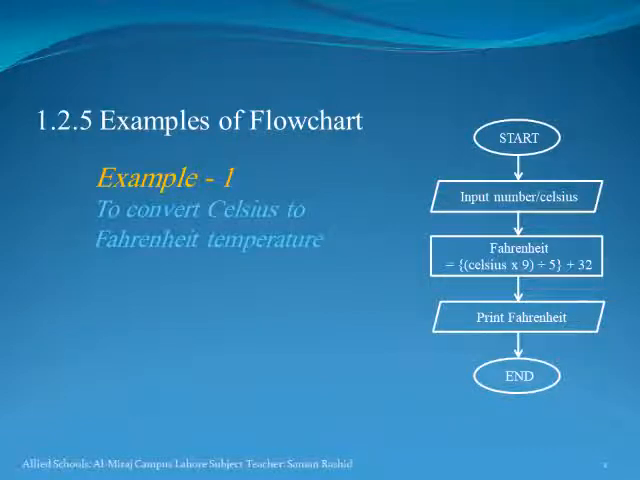In the next step, we shall draw a rectangular shape for processing and write the formula to convert Celsius into Fahrenheit. After processing, we shall require an output. For that, we use a parallelogram as the output symbol and write print Fahrenheit in it. Now the program is ended. Here we shall use an oval shape to end it.